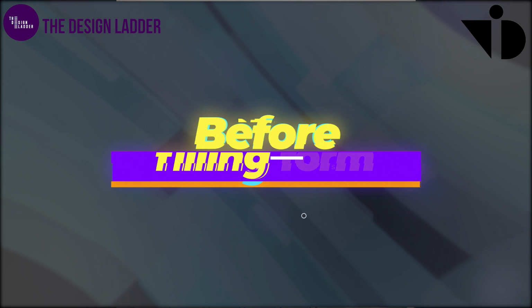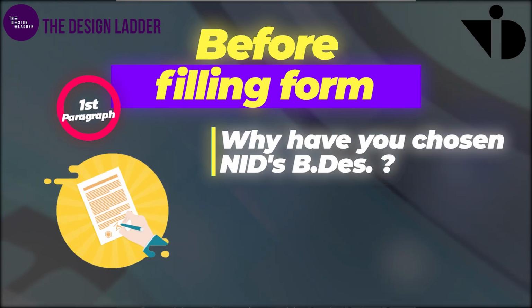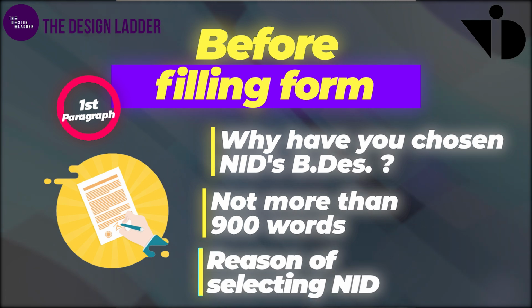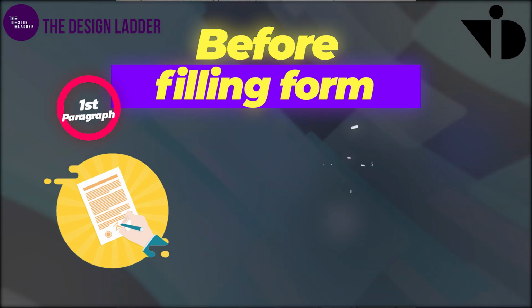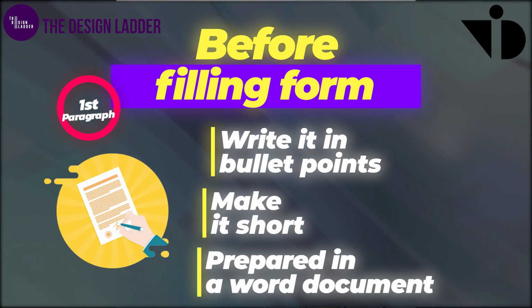Now before filling up the form, the first thing you have to prepare is a paragraph on why you have chosen NID's Bachelor of Design program. You have to write a paragraph in not more than 900 characters giving your reasons for selecting NID. Try to write it in bullet points and make it short, and keep it pre-prepared in a Word document so that you can just copy and paste while filling up the form, because you will be asked for it.